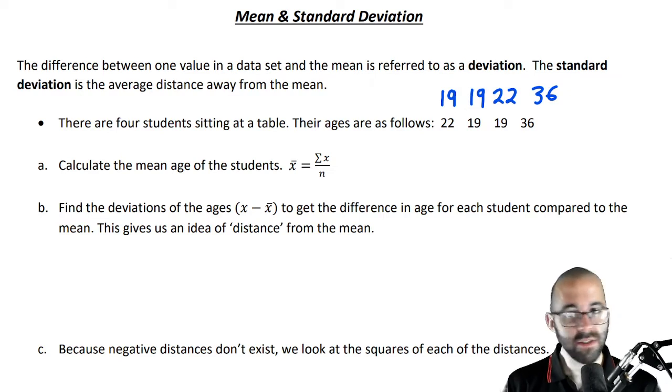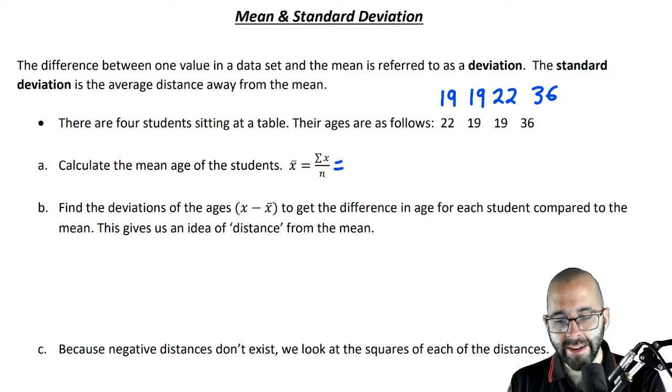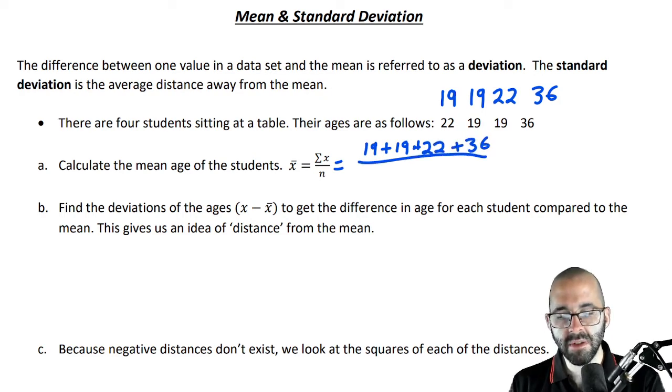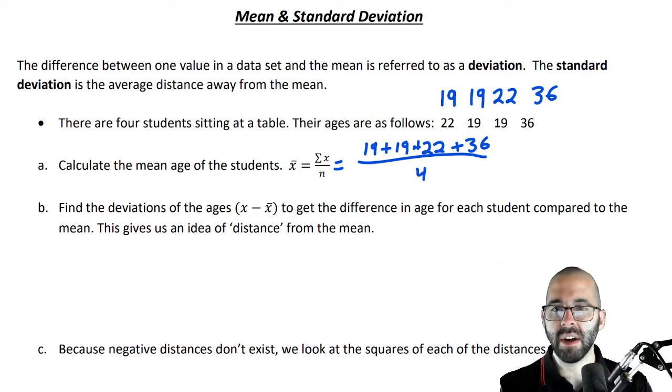So we're going to start with step A, calculate the mean age. So we did this in the last video. X bar is going to be 19 plus another 19 plus 22 plus 36 divided by the total number of students, which is 4. All right, and we can calculate that.